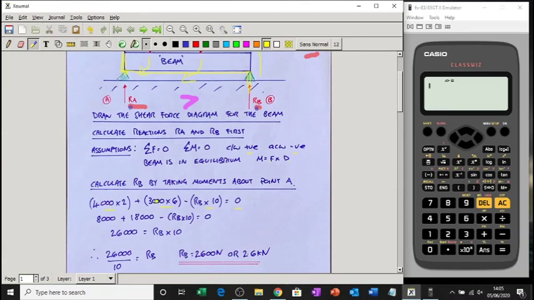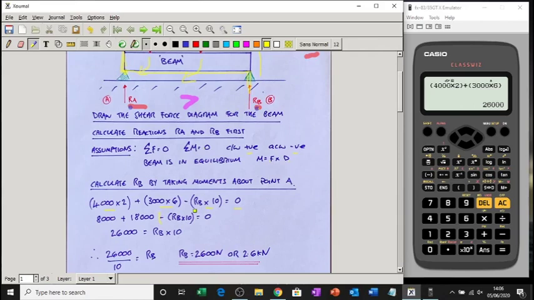So now just work these out. We'll do it like this. You could do it in your head if you want to, but 4,000 times by 2, there's that one, plus 3,000 times by 6. We can't do much with this because we don't know what that number there is, so we'll press equals 26,000. So 26,000 really minus RB times by 10 is 0.